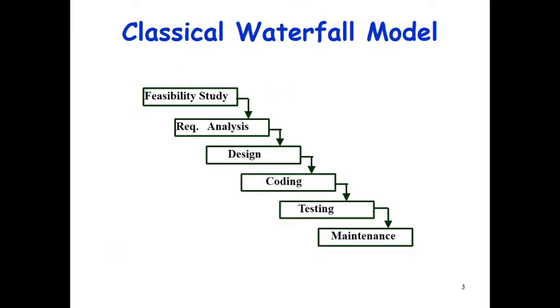Here you can see this is only a single way approach. Whenever you have completed phase 1, only then can you enter the requirement analysis phase. You don't have any provision to come back to the feasibility study step. That means if you have any error or any problem in this phase, then you can't do anything.